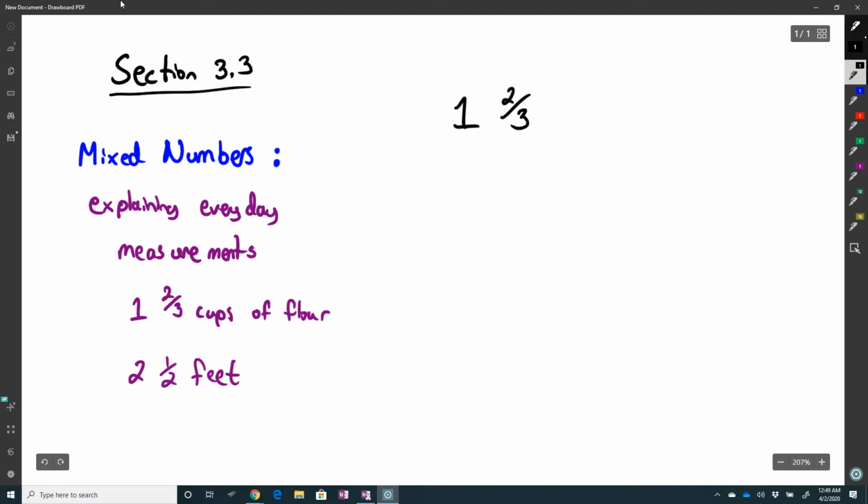Let's say I have 1 2/3. What does that really mean? So what it really means is 1 plus 2/3. In mixed numbers, we don't write the plus, but there really is a plus sign there. So there's an invisible plus sign in between the two.